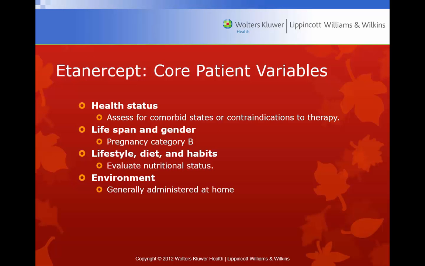All right. Health status: we want to assess for comorbid states or contraindications to therapy prior to giving this drug. It is a pregnancy category B drug. We do want to evaluate their nutritional status before we begin treatment, because of the way that it's going to work in the body. We want to make sure that they've got a good protein level and a good nutritional status before we begin.